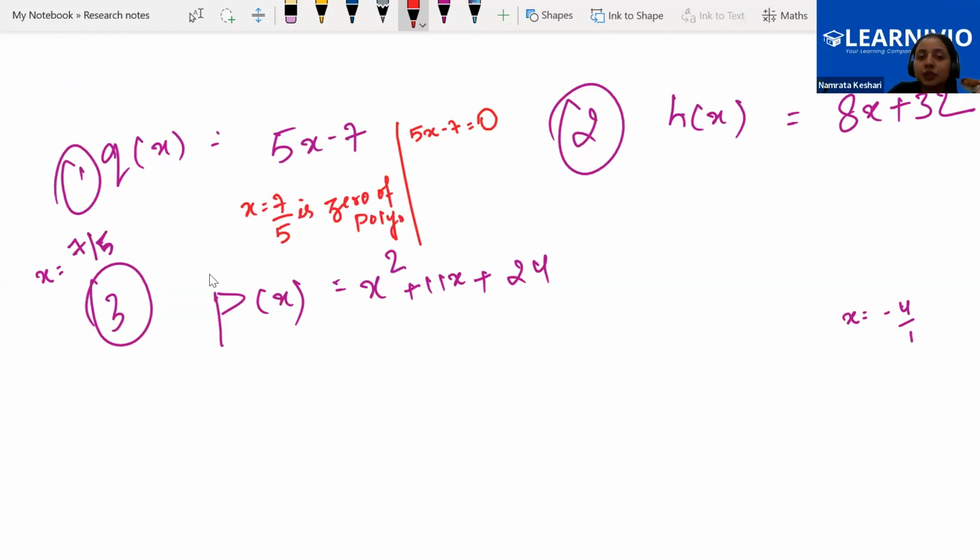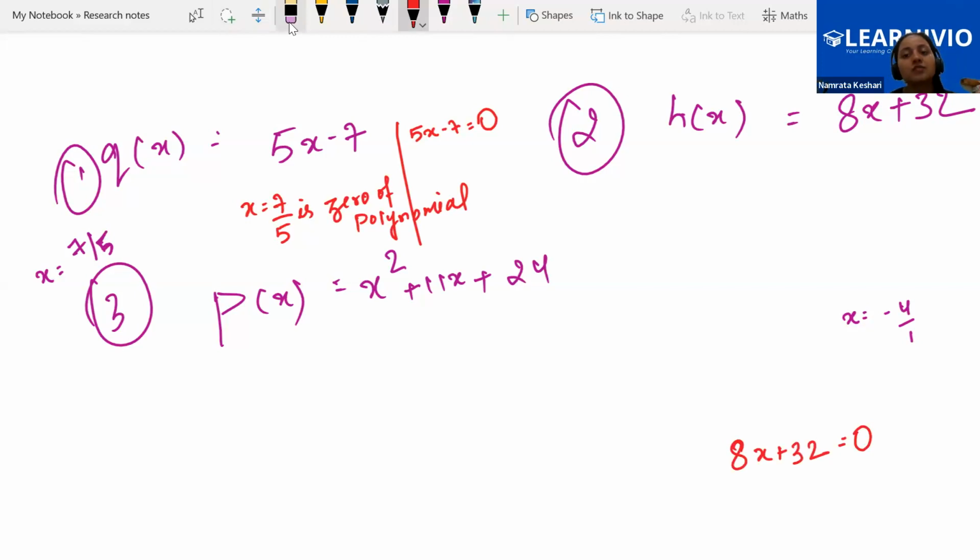Similarly, we are going to do the next one also. So the next one, h(x) equals 8x plus 32 we are having. We will try solving this polynomial. How? Again, whatever polynomial we are having, we will take that equal to 0. So here we are having 8x plus 32 as a polynomial equals 0. We are going to write it by ourselves because that's what the process is.